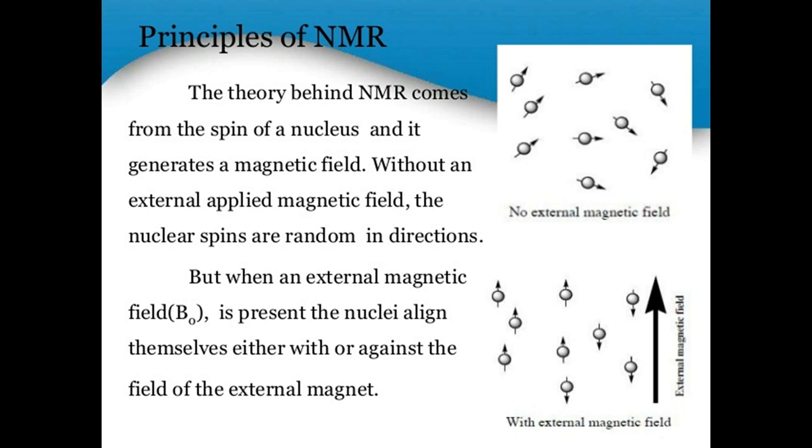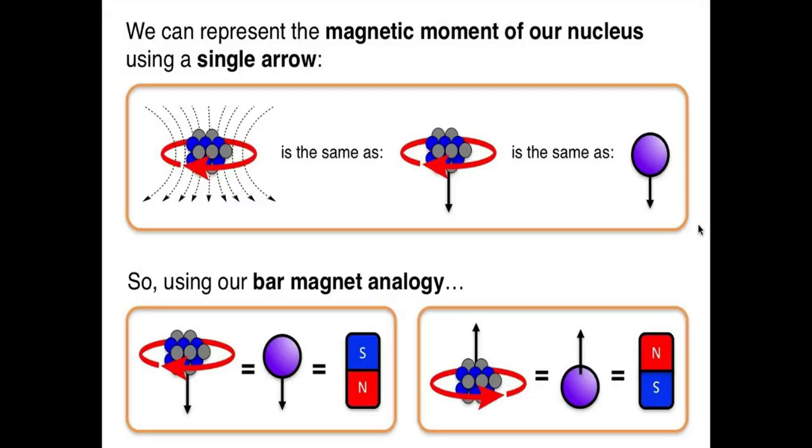If the nuclei have no external magnetic field, the spin of the nuclei generates a magnetic field, but without an external magnetic field the nuclear spins are random in direction. But when the external magnetic field B naught is present, the nuclei align themselves with the field of the external magnetic field, either upside or downside. This is aligned, this is opposing. We can represent the magnetic moment of our nuclei using a single arrow. So this is for energy. When we give the external magnetic energy, this is for shielding and this is for deshielding, aligned and opposed.